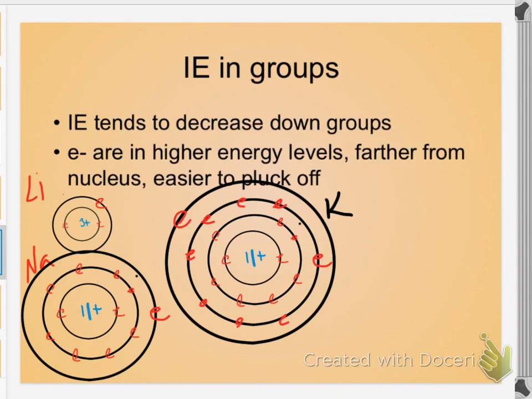Less. As we go down a group, we tend to see ionization energy decrease. So the further down the group we get, the lower the ionization energy tends to be.